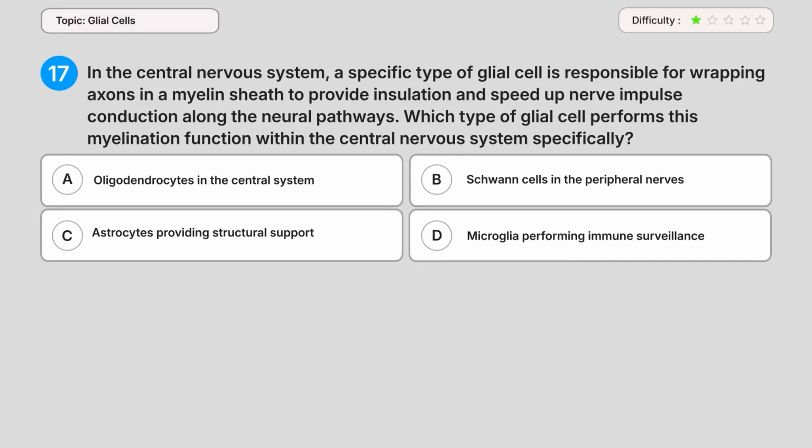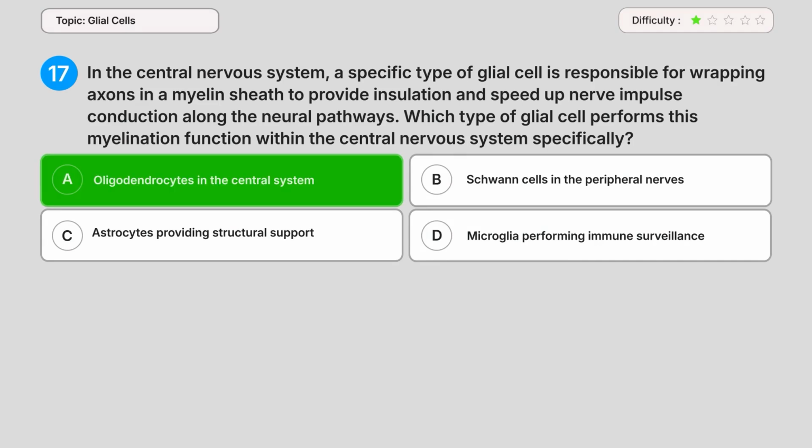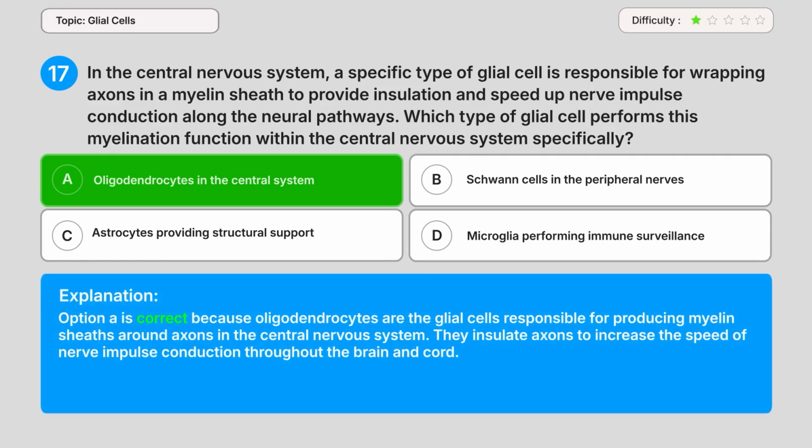Correct answer, A. Oligodendrocytes in the central system. Explanation. Option A is correct because oligodendrocytes are the glial cells responsible for producing myelin sheaths around axons in the central nervous system. They insulate axons to increase the speed of nerve impulse conduction throughout the brain and cord.